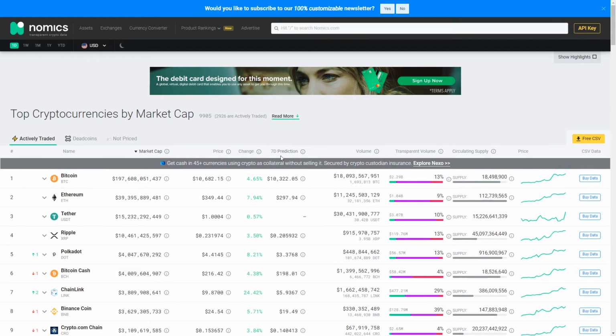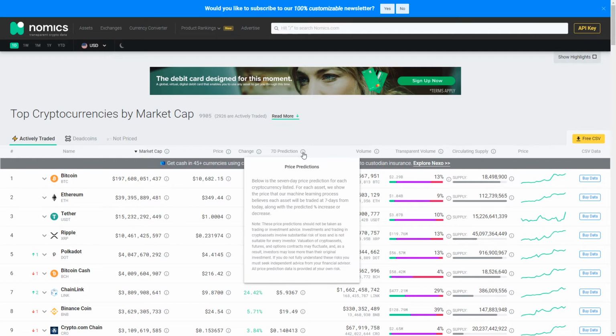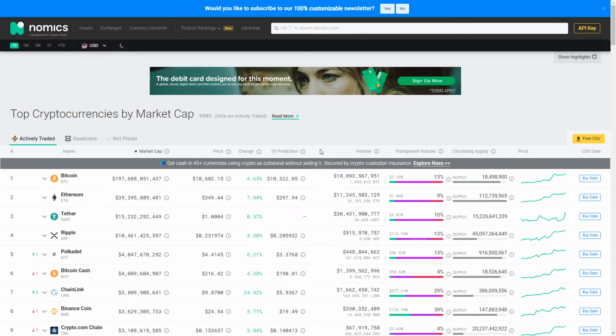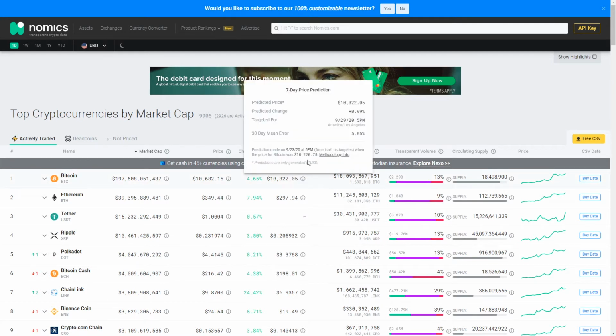The thing that we skipped over here is the 7-day prediction. These are predictions that Nomics has constructed using machine learning models in order to determine what they believe the price will be in 7 days. Clicking on this information button right here, we can learn a little bit more about these predictions. They use the candlesticks that they've been generating to predict the price of the asset 7 days in the future. This is done in terms of percentage as well as the price of the asset that they're predicting.